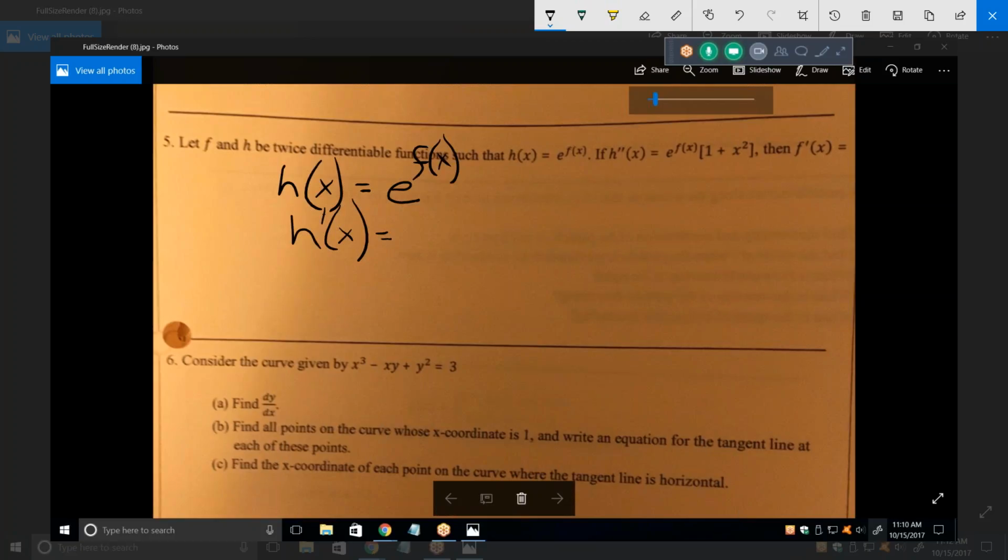What's the derivative of the outside? e to the f of x. What's the derivative of the inside? F prime of x. Okay.